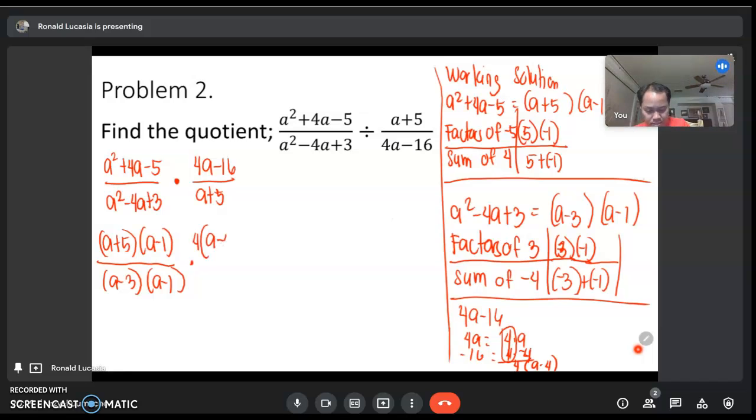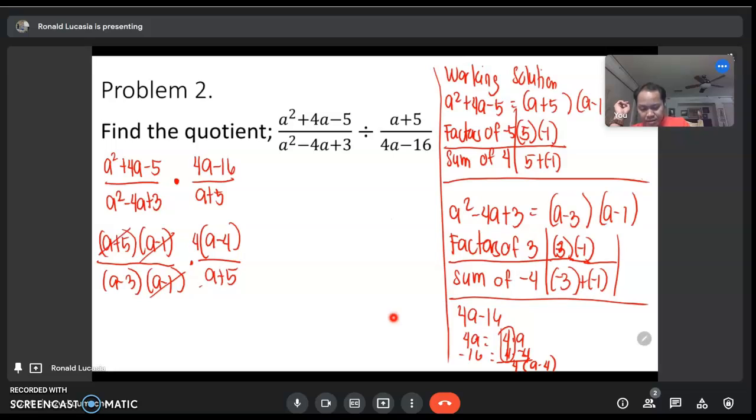So this is 4, a minus 4 over a plus 5. a plus 5 is already in simplified form, so we can no longer factor a plus 5. And then you look at those expressions which are common, so we can divide them. We have a minus 1 and a minus 1. What else? Oh, a plus 5 and a plus 5. So this is 1, 1. You're being left with 4, a minus 4 all over a minus 3.